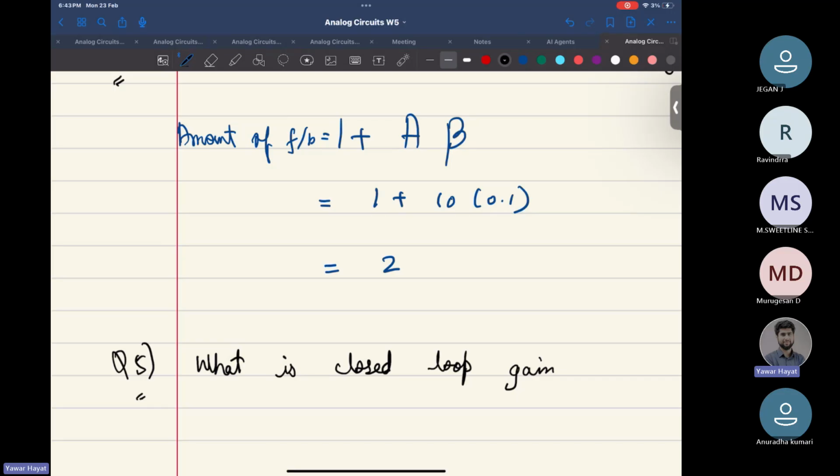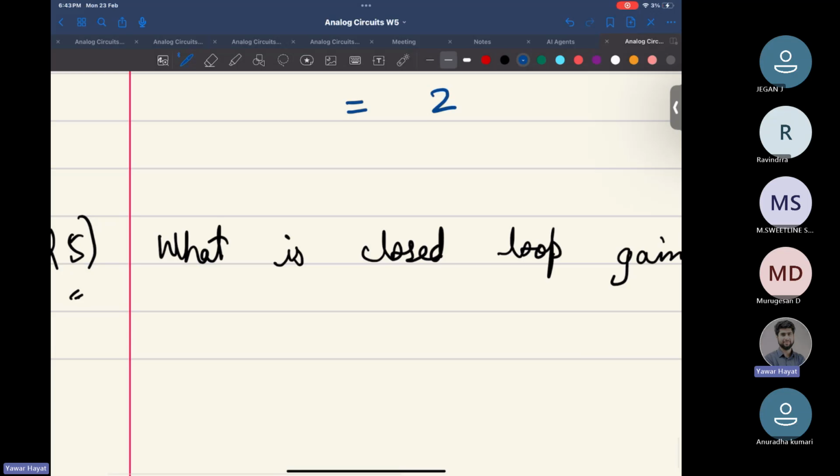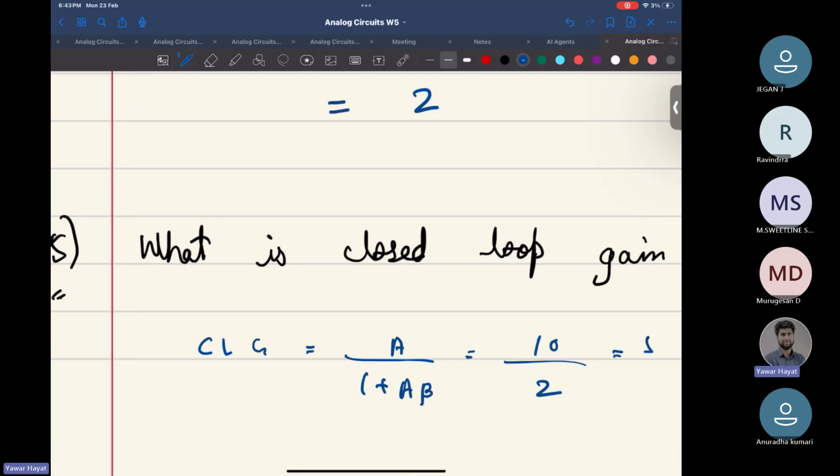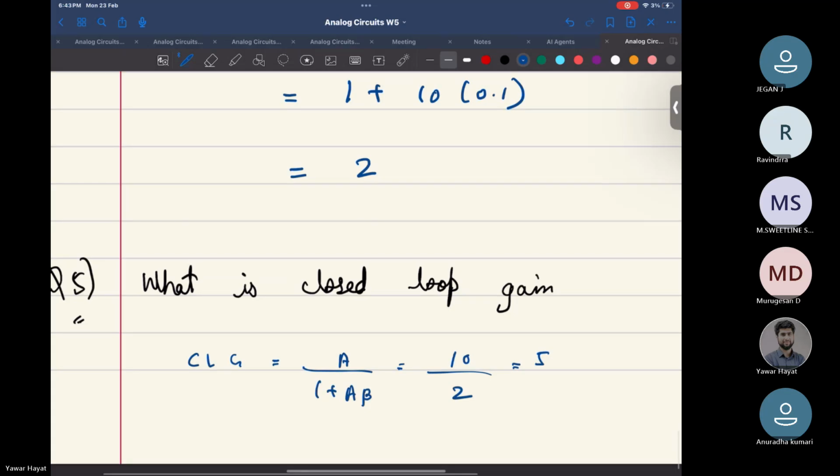How would it be 5? You may even unmute yourself and explain it. A by 1 plus A beta. Correct, yeah. The closed loop gain would simply be A by 1 plus A times beta. This we already know is 2. A is 10, so this is 5.